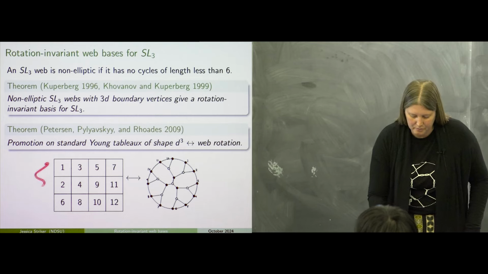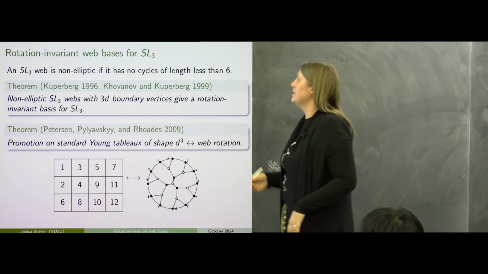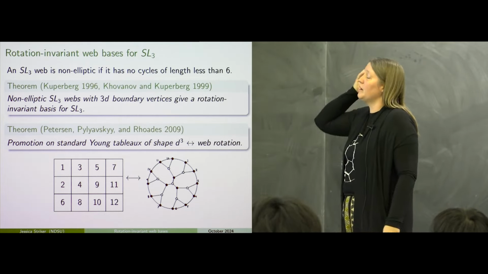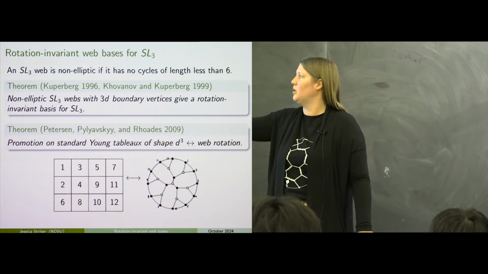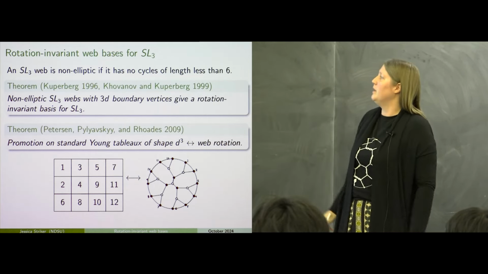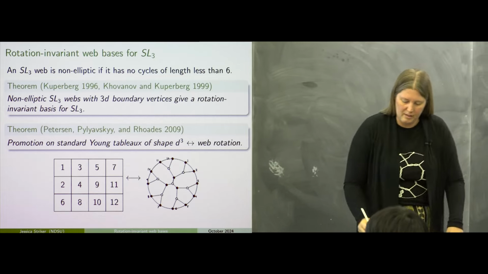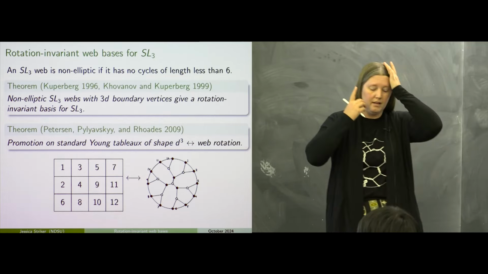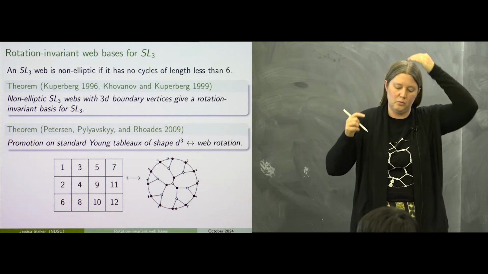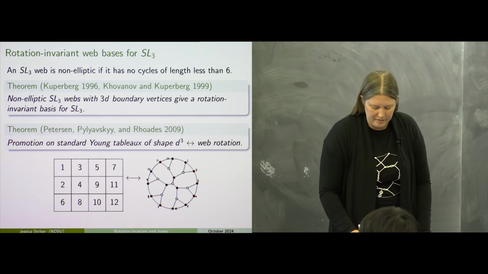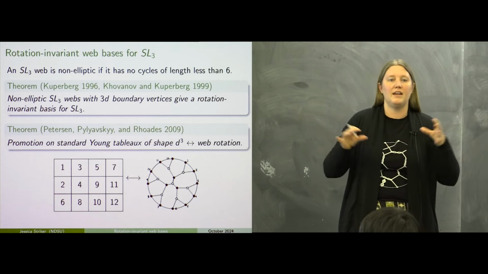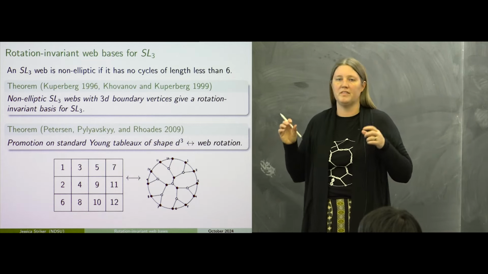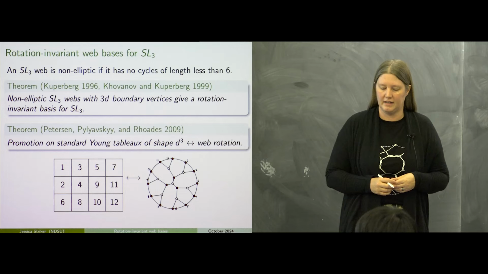Which corresponds to 3-row rectangles. And then Peterson, Pylyavskyy, and Rhoades showed that when you do promotion on the 3-row standard Young tableau, you end up rotating the corresponding web. So there is a really nice bijection between these tableaux and these SL3 non-elliptic webs. And promotion corresponds to rotation, and it completely matches up with the SL2 story that I showed you with the non-crossing matchings.